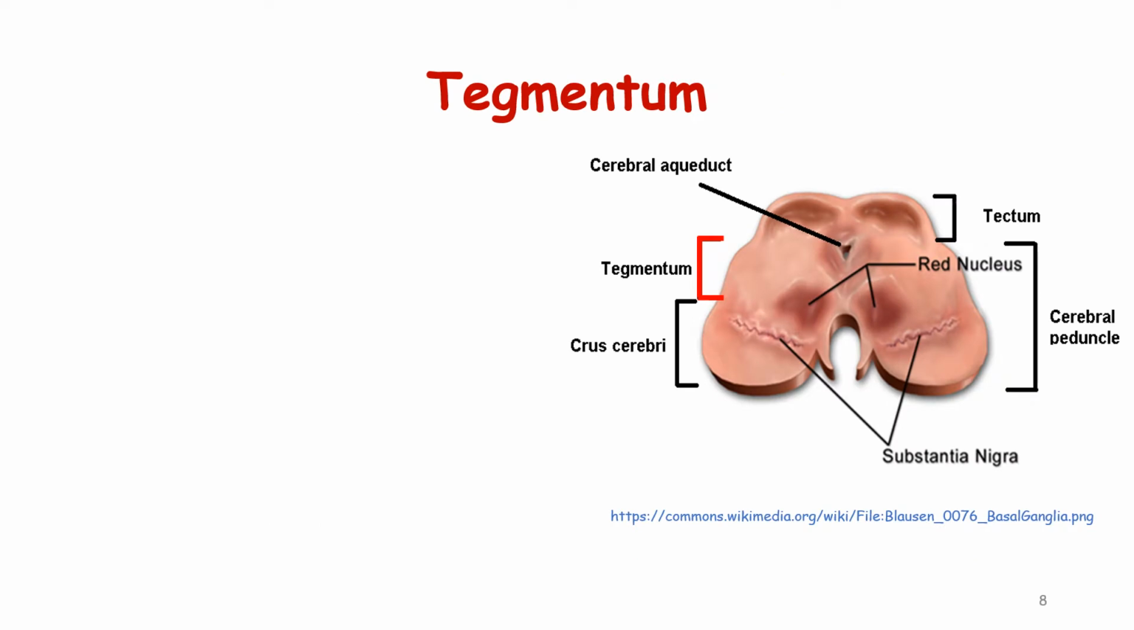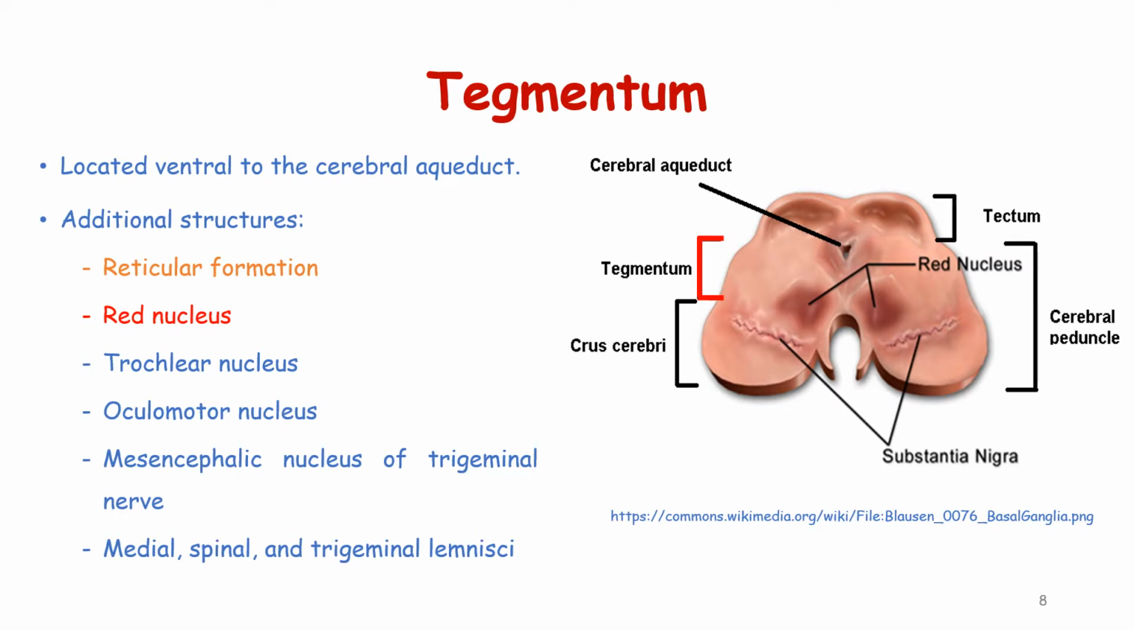The tegmentum is the portion of the midbrain ventral to the cerebral aqueduct, and is much larger in size than the tectum. Additional structures include the reticular formation, red nucleus, trochlear nucleus, oculomotor nucleus, mesencephalic nucleus of the trigeminal nerve, and the medial, spinal, and trigeminal lemnisci.